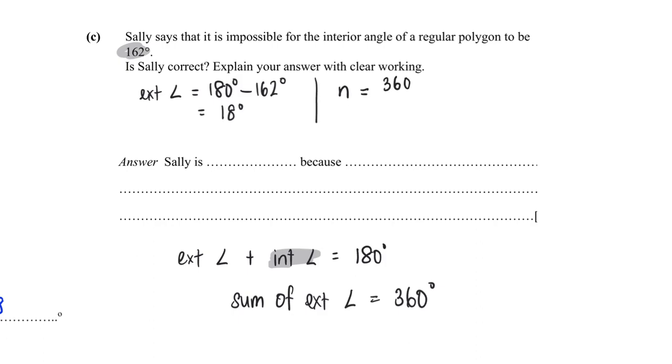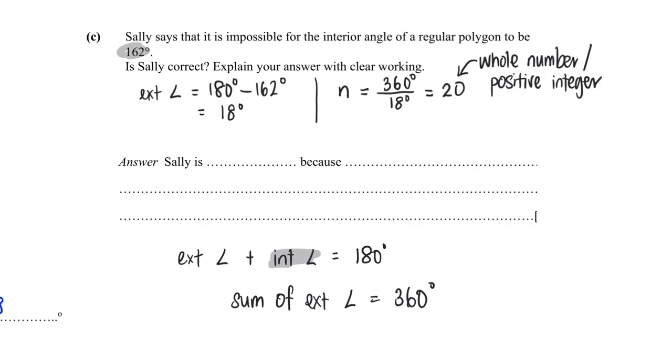How many 18 degrees are there in 360? Yes, I divide. And I saw that this happens to be a whole number, or you can also see it as a positive integer. So she is correct. Why is she correct?